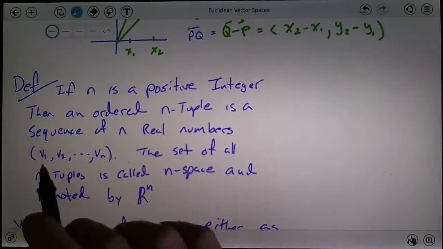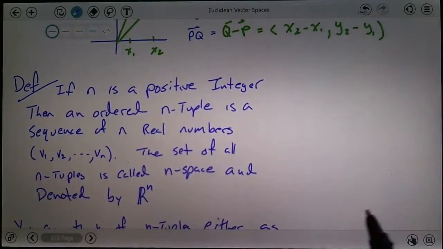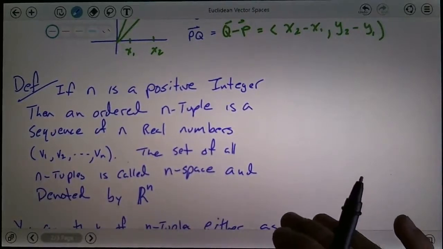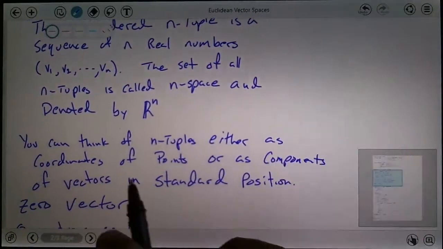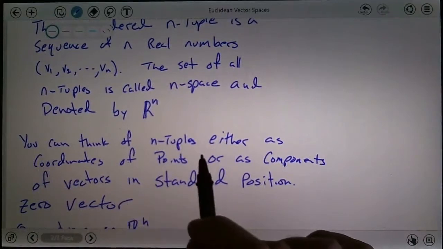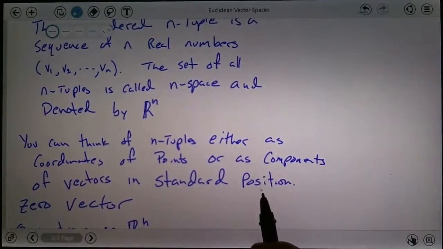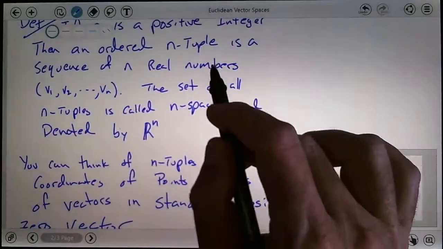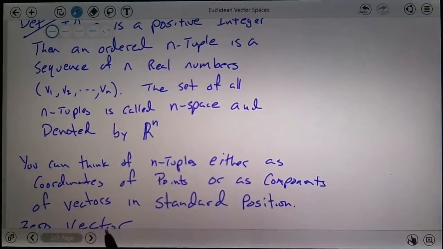But if you have more coordinates than that, then it's Rn. Now the book is kind of weird on this because you can think of these n-tuples either as coordinates of points, or you can think of them as components of vectors in standard position. The book just completely makes the transition. They define n-tuples, and then immediately they just start calling them vectors. It's like, wait a minute. Vectors are arrows. These are lists of numbers.